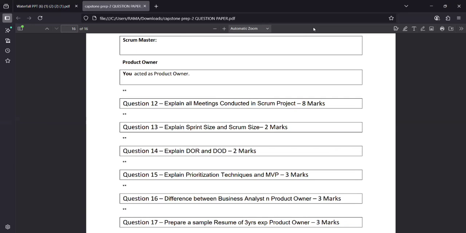It will be the daily stand-ups. This is a meeting conducted by the scrum master, and its duration is fixed at 15 minutes. Here the team will discuss what they did yesterday, what they are going to do today, and whether there are any impediments in their way. These things will be discussed in the daily stand-ups. It is a daily meeting.